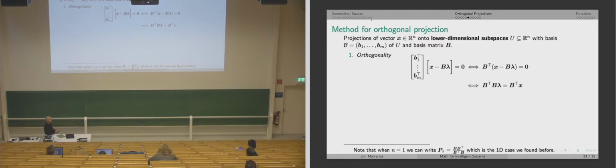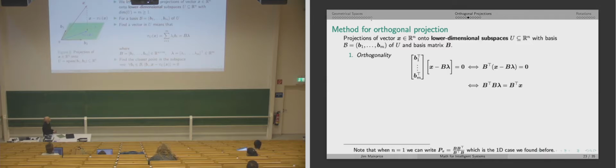So what we want is lambda equal to something. So how do you go from B lambda equal to X to lambda equal to something? You invert B, sorry. The problem is that B is not squared.